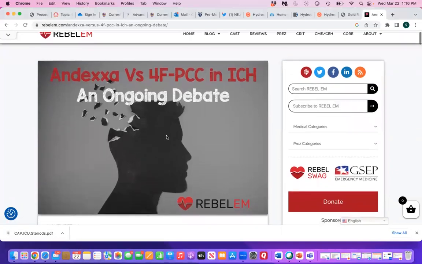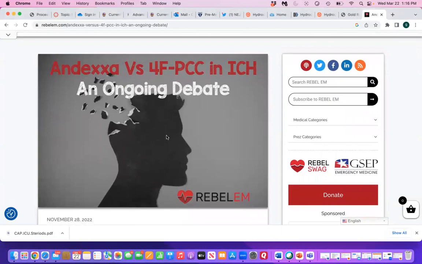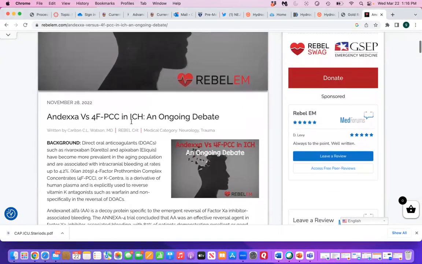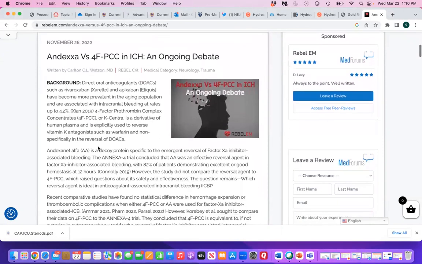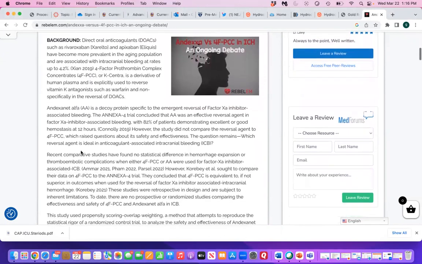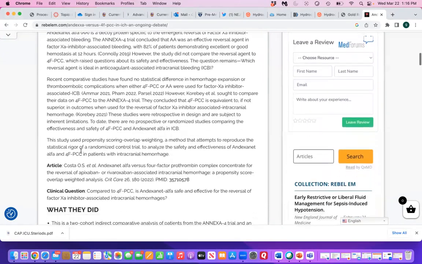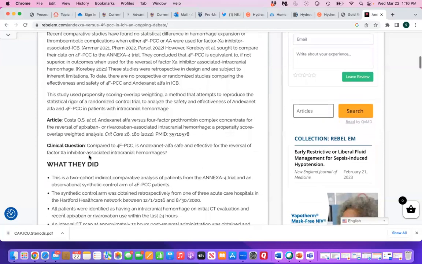But I want you to look. This is the one over in DEXA, the ANDEXA study versus four-factor PCC. So the ongoing debate. So you can see here, this is ANDEXA versus four-factor PCC and intracranial hemorrhage. And he gives the background. And I like how he does this. He explains what's going on. And he gives the article right there in the clinical question.